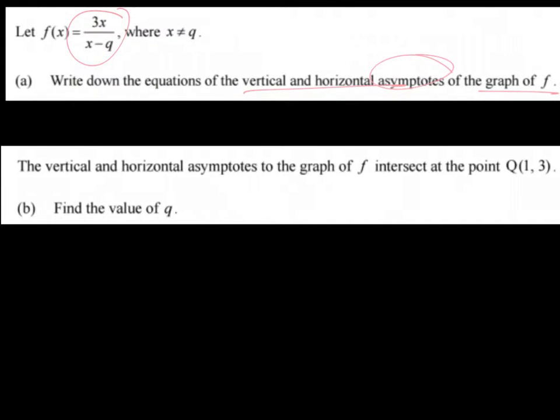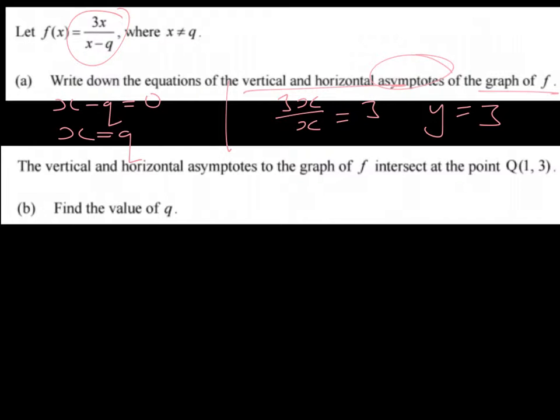So to start off with, it's easy to find the vertical asymptote. To find the vertical asymptote, we are going to take the denominator and set it equal to 0. So if x minus q equals 0, we can say that x equals q. So that is the vertical asymptote. The horizontal asymptote then, to find that, we are going to divide the coefficients of x. So here 3x over x is going to give us 3. So the horizontal asymptote is going to be the line y equals 3.